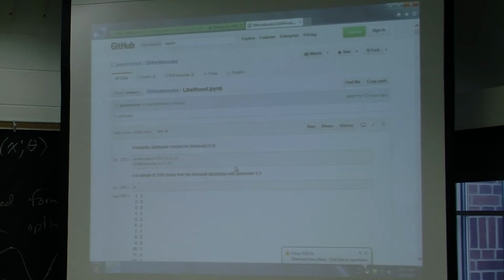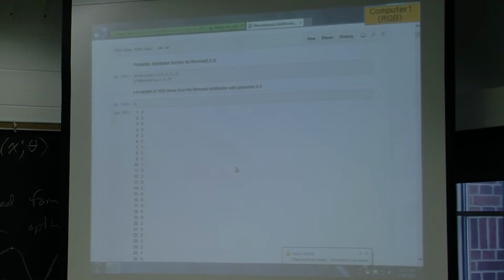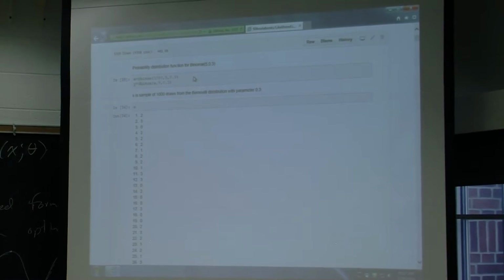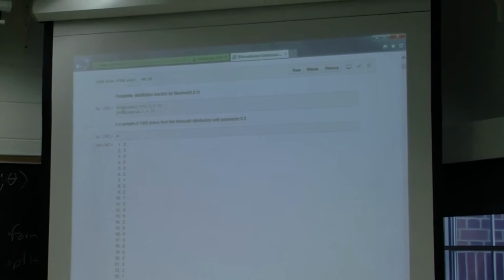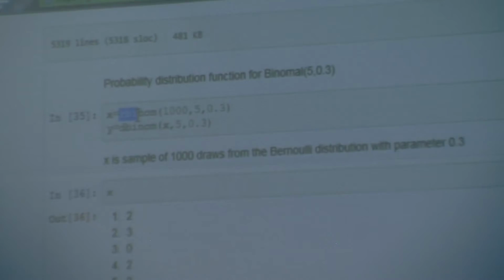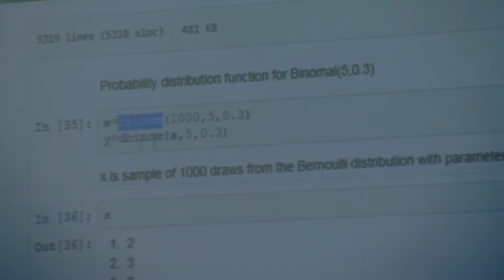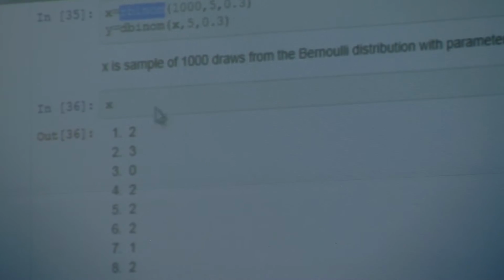All right, so here's an example. I have a binomial distribution, 5 outcomes with chance 0.3 of success. I can sample from that with this command rbinom, and dbinom is the distribution. Here's 1,000 draws from that distribution.